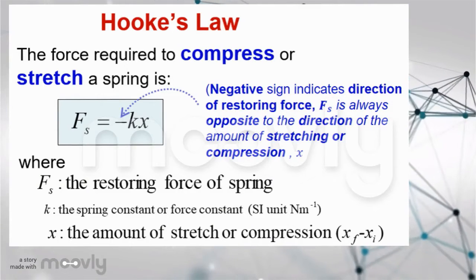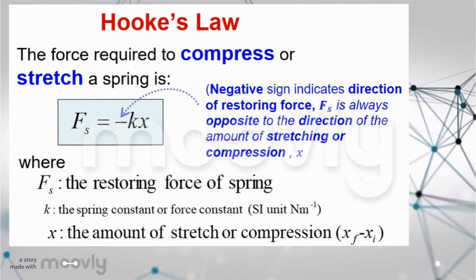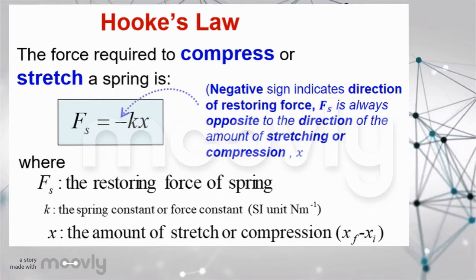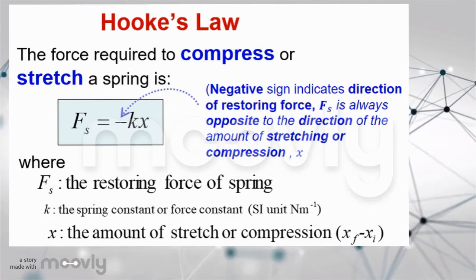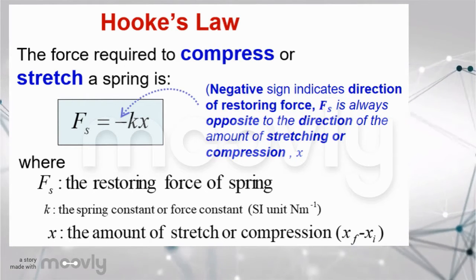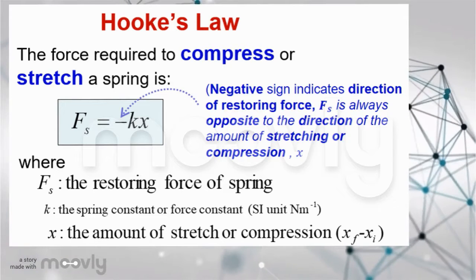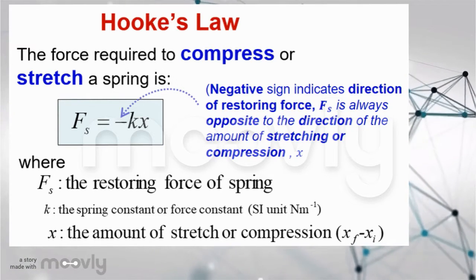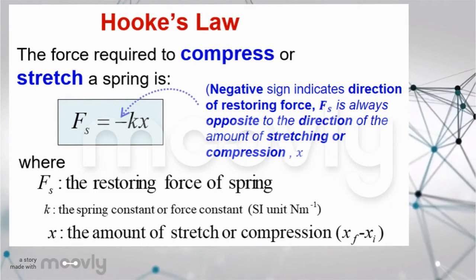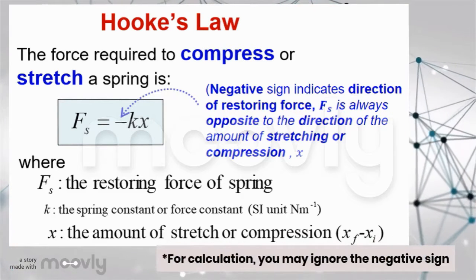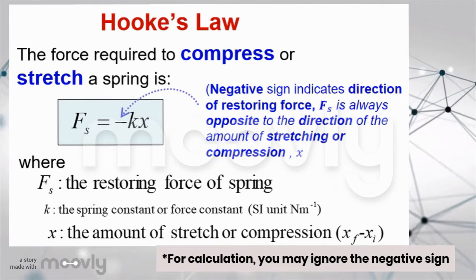So now we go to Hooke's law. Hooke's law states that the force required to compress or stretch a spring is equal to negative kx. The negative sign is to indicate the direction of the restoring force is always opposite to the direction of the displacement. So in this equation, Fs is the restoring force of the spring, k is the spring constant with the SI unit newton per meter, and x is the amount of stretch or compression. You also need to know for calculation you may ignore the negative sign.